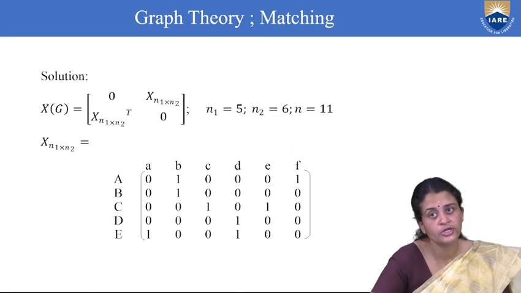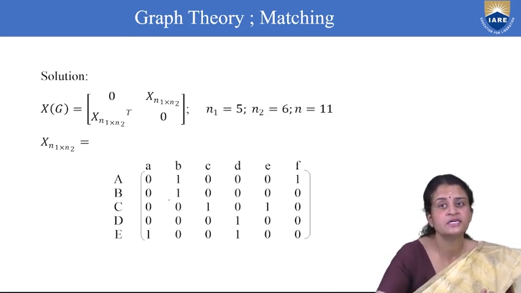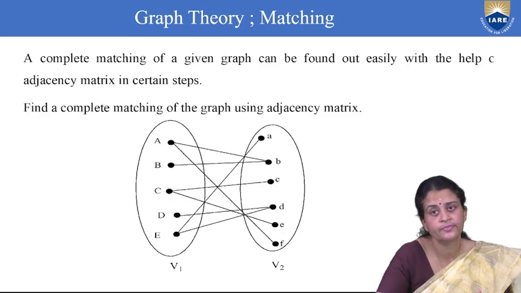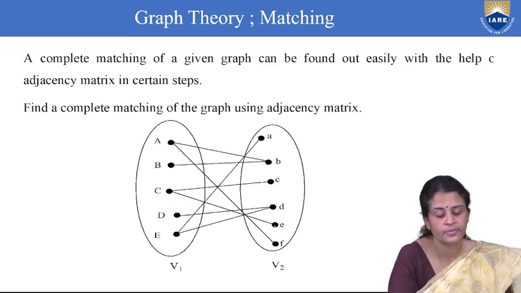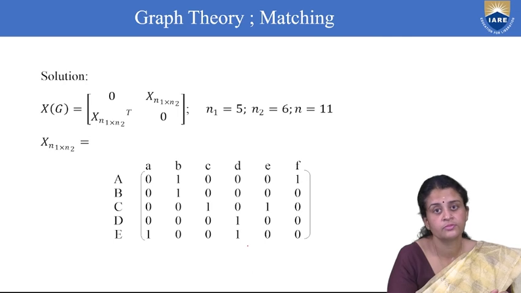Also, B is adjacent only to B, considering this second row. And C is adjacent to C and E, right? C, E, like that. D is adjacent to D only. And E is adjacent to D and A, like that.